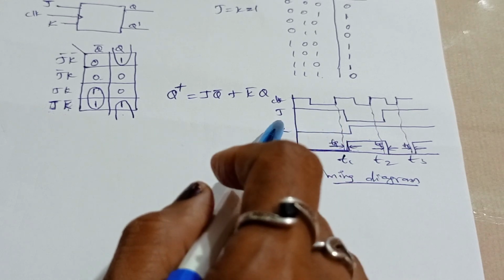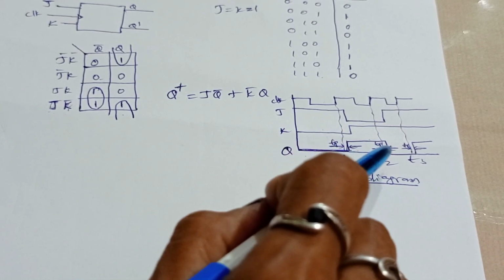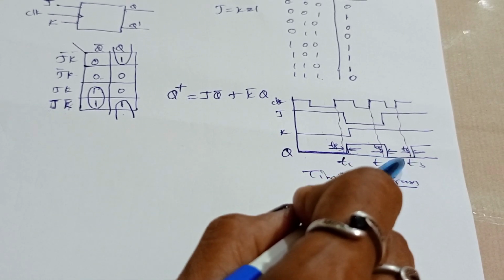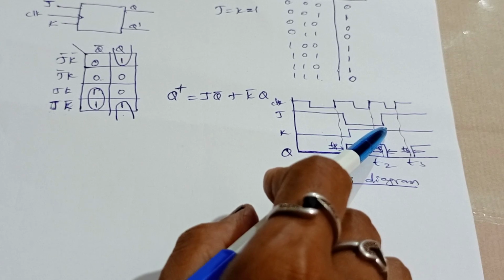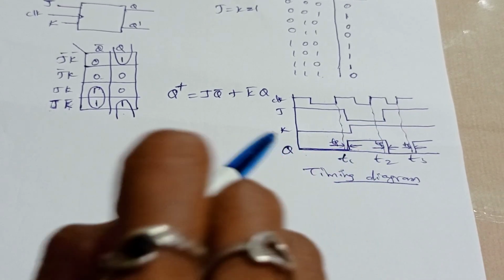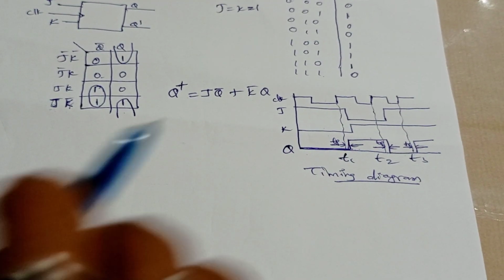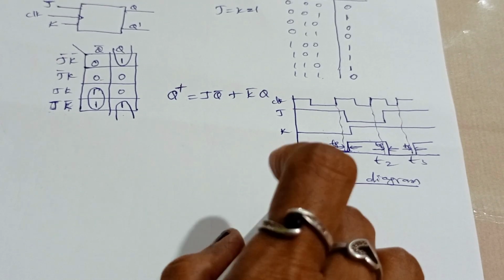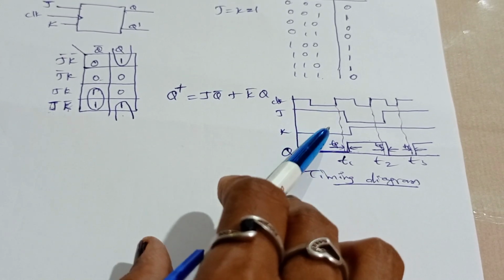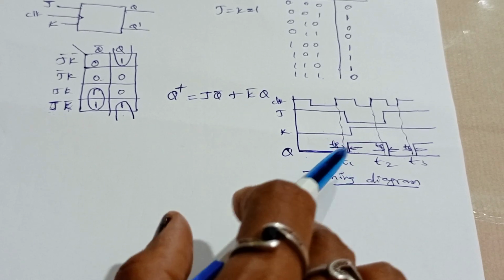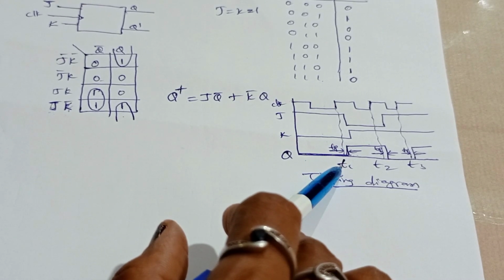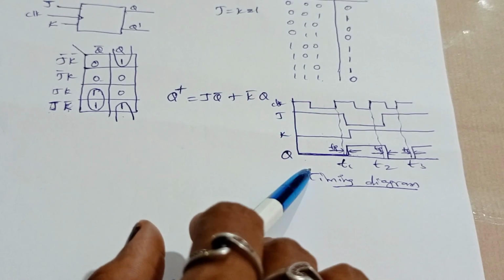When q is equal to 0, that is here q is equal to 0, that is j is equal to 1 and k is equal to 0 at time t1. Here j is 1, k is 0 and q is changing from 0 to 1 at time t1, the first rising clock edge.